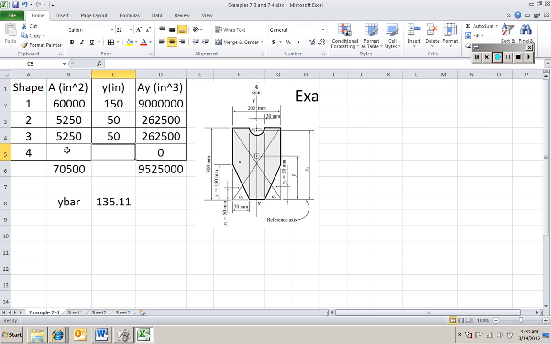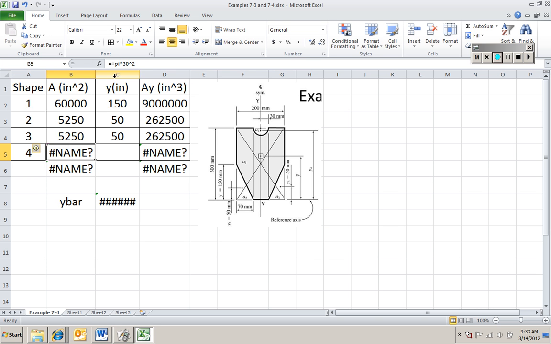Then finally, we have the area of that semicircle, and that's going to be equal to pi times r, which is 30, squared. And that whole thing is, oops, it wants me to do parentheses, so I'm just going to do that as 3.14.